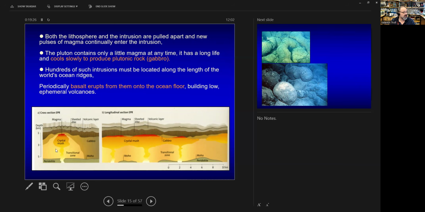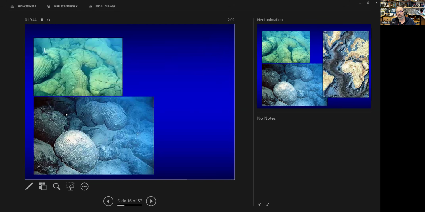So, periodically we have a little bit of an eruption from the liquid melt lens and the channels that allow this magma to rise up to become lava. That is actually what makes the dikes, the sheeted dikes. And of course, when material then erupts on the ocean floor, we have pillow lavas.